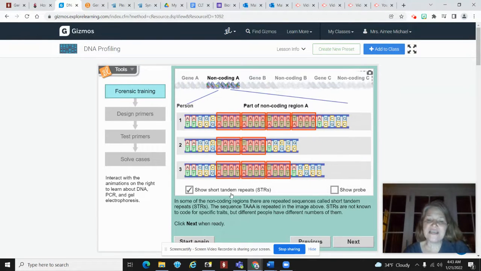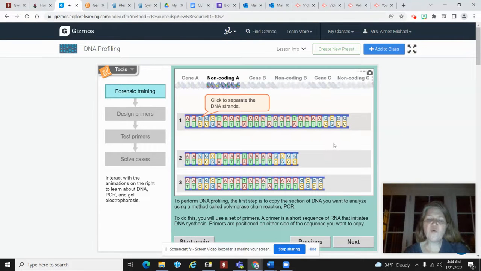These are called short tandem repeats. Person one has four short tandem repeats. Person two has two short tandem repeats. Person three has three short tandem repeats. So those are the major differences. And so if we're going to compare DNA of three different people and we want to look at that small percentage of DNA that's completely different, it's going to be in the non-coding regions.